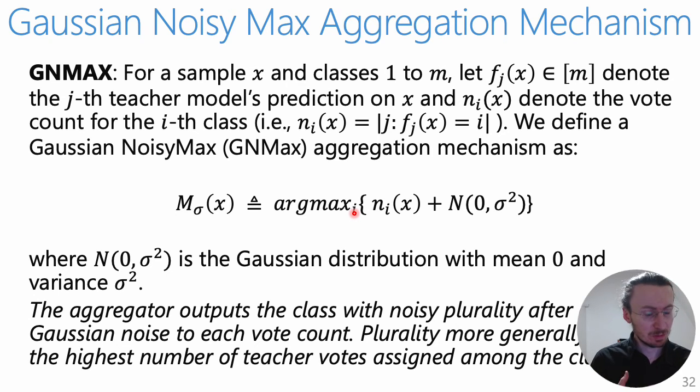So in principle, what we really want is, of course, to return the class that receives the most votes from the teachers. However, because of the noise addition, it might happen that a class which was not selected by teachers as the class with the highest number of votes is returned from the mechanism. So in some cases, adding this noise can make the prediction actually incorrect, meaning not as indicated by the teachers.